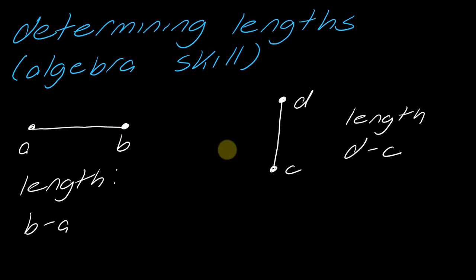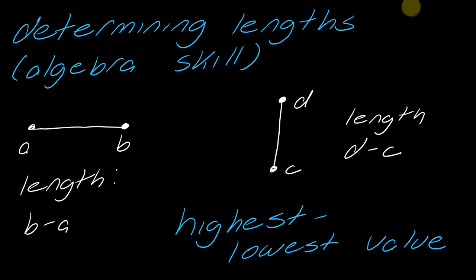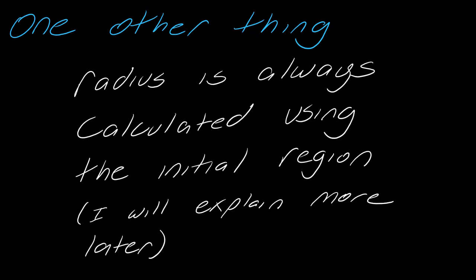This is the same concept that we're using with the radius. It's always that highest minus lowest value, and this is effectively what a radius will be. Depending on which axis you've rotated around, we're effectively just trying to find the length of this radius or the length of this radius, whichever way you've rotated around. So it's the same idea. Okay. One other thing: radius is always calculated using your initial region. So you need that anchoring picture of what your region looks like. Wherever that region started, when you start making calculations, it is always going to be from that starting point.